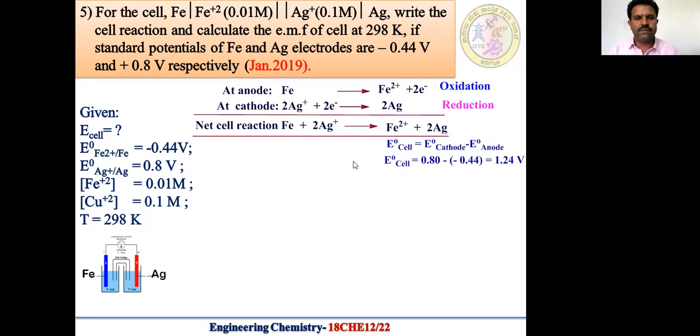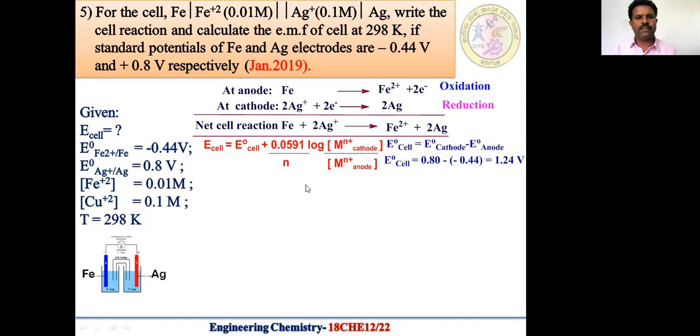So next question here, calculate the EMF of the cell. For that we need the standard EMF of the cell, which is equal to the standard electrode potential of cathode minus the standard electrode potential of anode. Here the cathode is silver with standard reduction potential value 0.80 volt, minus the anode standard reduction potential value of -0.44 volt. Hence we get the E0 cell value equal to 1.24 volt.